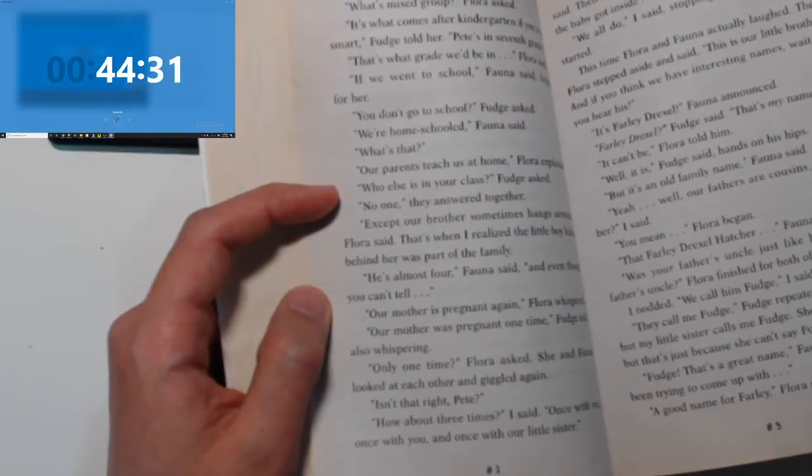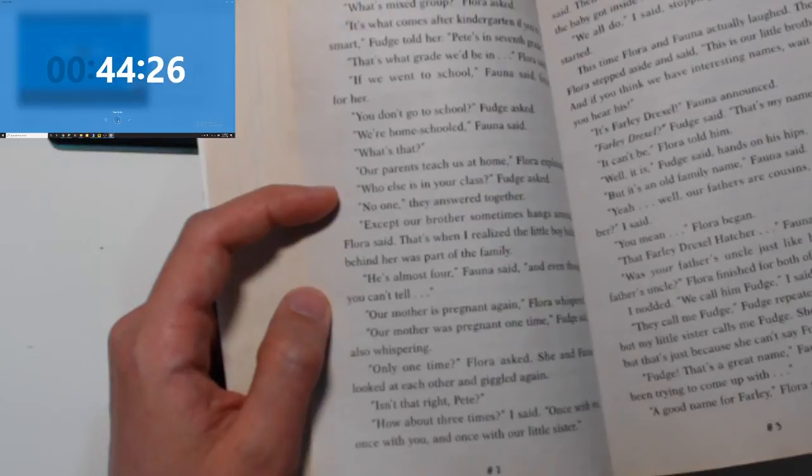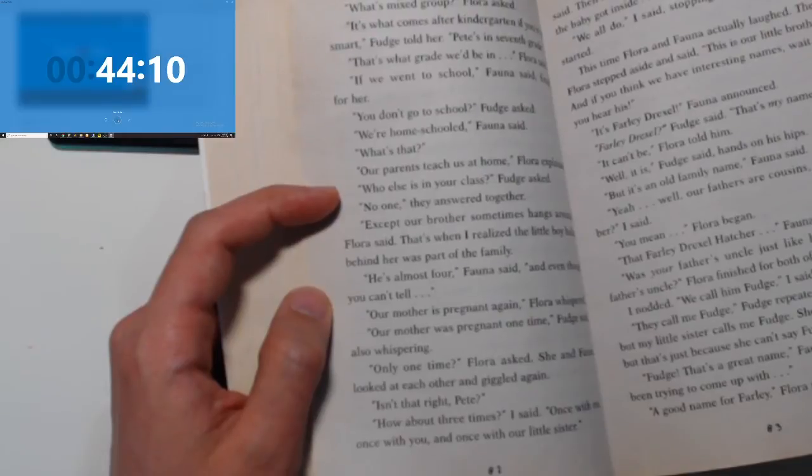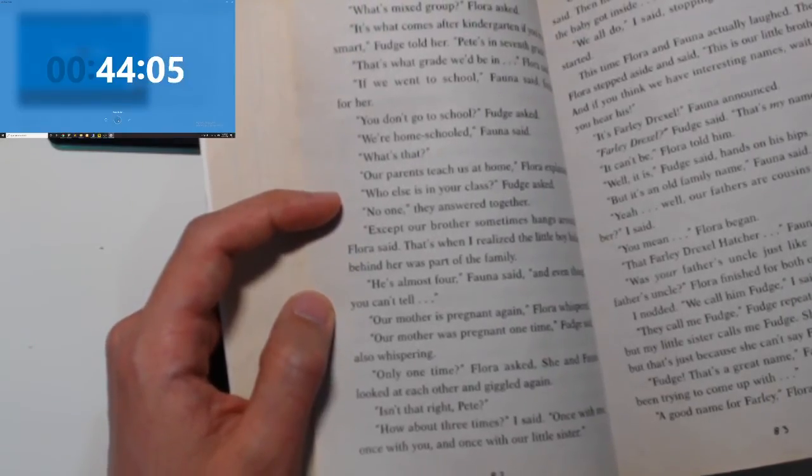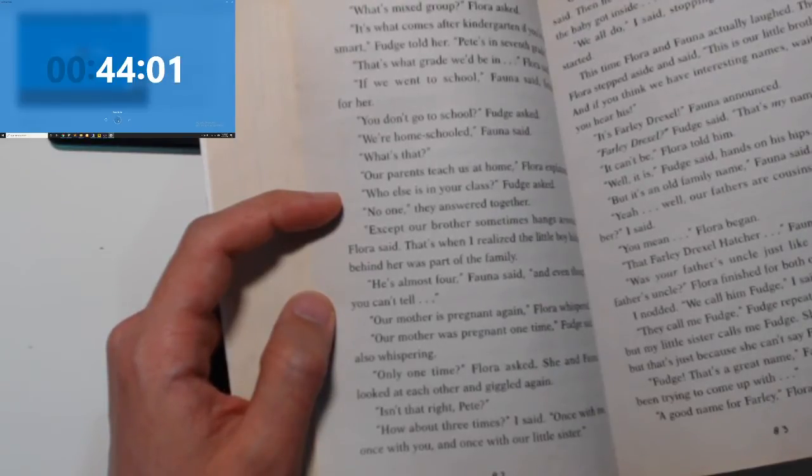"It can't be," Flora told him. "Well, it is," Fudge said, hands on his hips. "But it's an old family name." "Yeah, well, our fathers and cousins, remember?" Fauna said. I said, "You mean Flora began." "That Fairly Deluxe Hatcher," Fauna said, "was your father's uncle, just like he was our father's uncle," Flora finished, for both of them. I nodded. "We call him Fudge," I said, "and they call me Fudge."